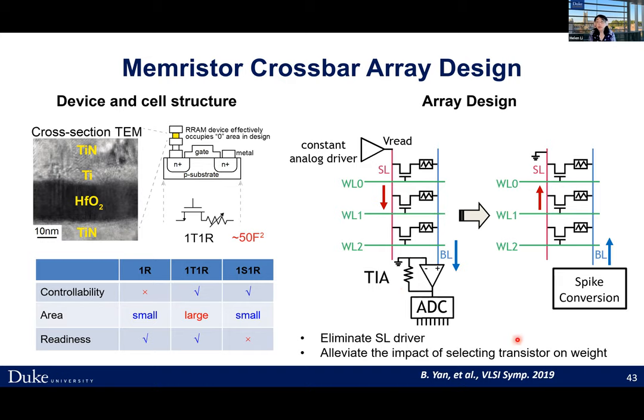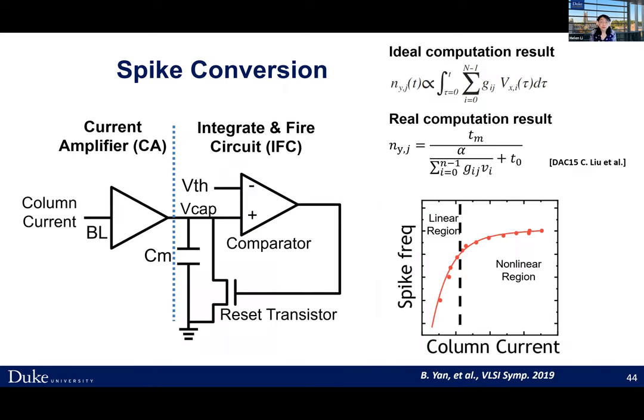Okay. In our designs, what we propose is to tie the source line to ground, and then it eliminates this analog driver. And then we have spike generation components tied to the bit lines. Basically, they detect the current of the bit lines and generate the spikes. Okay. And here is the illustration of the spike conversion. The column current will go through a current amplifier design, followed by an integrate-and-fire circuit.